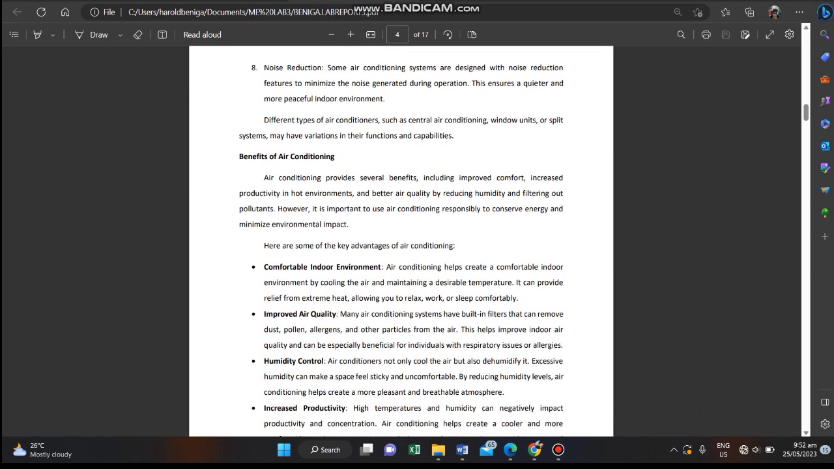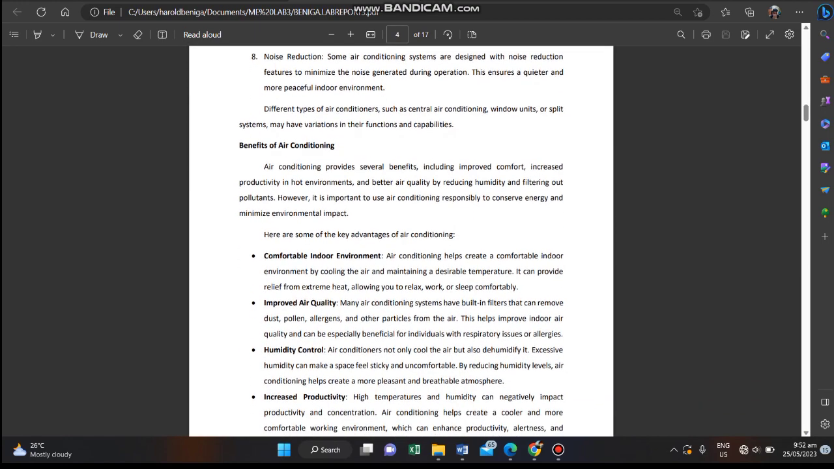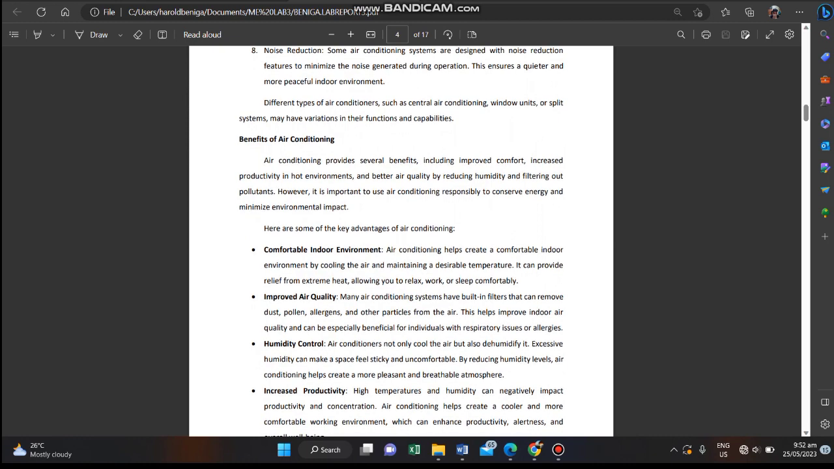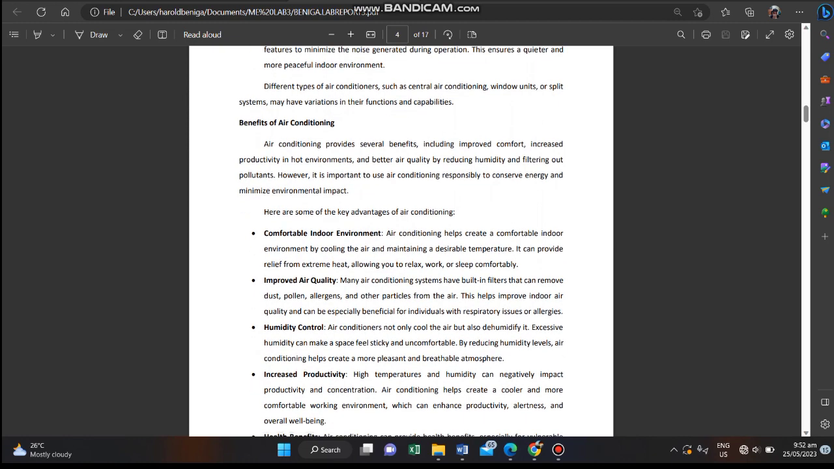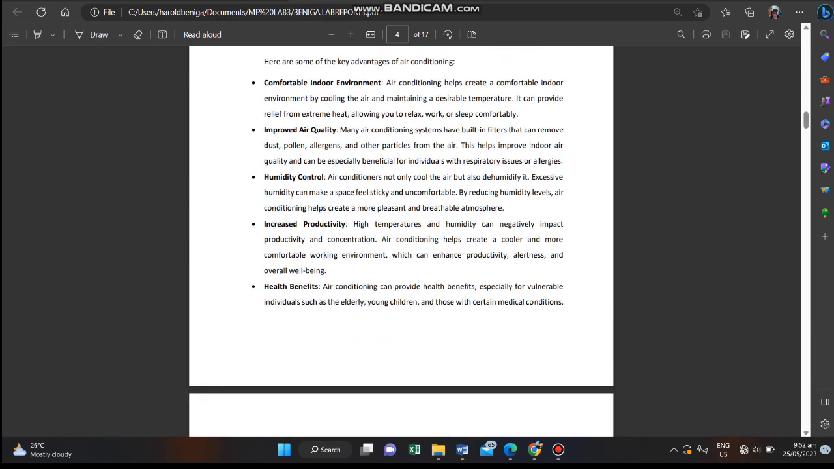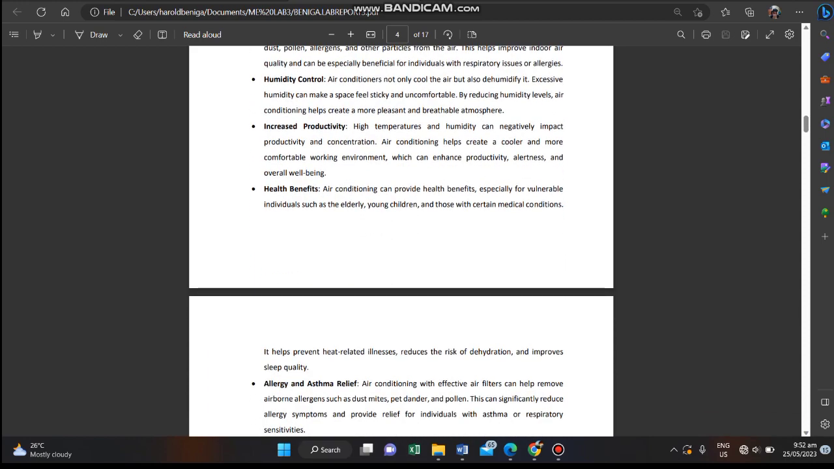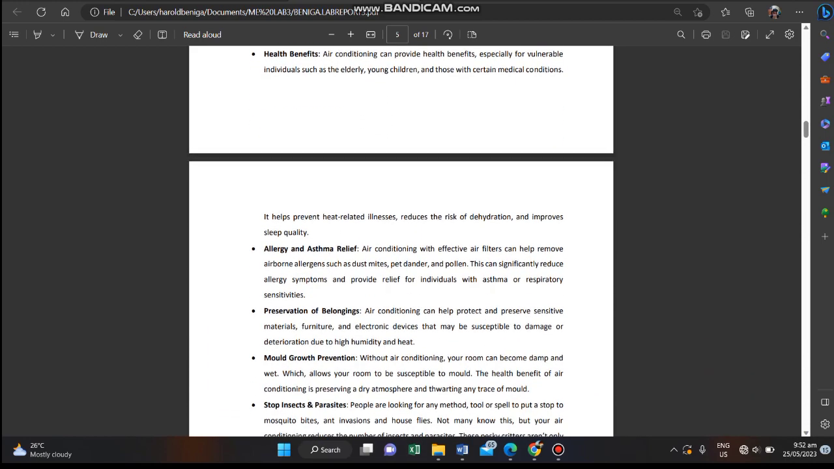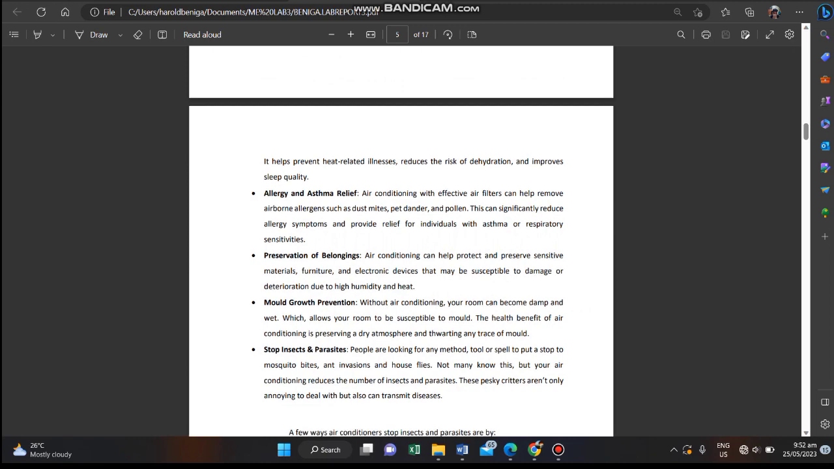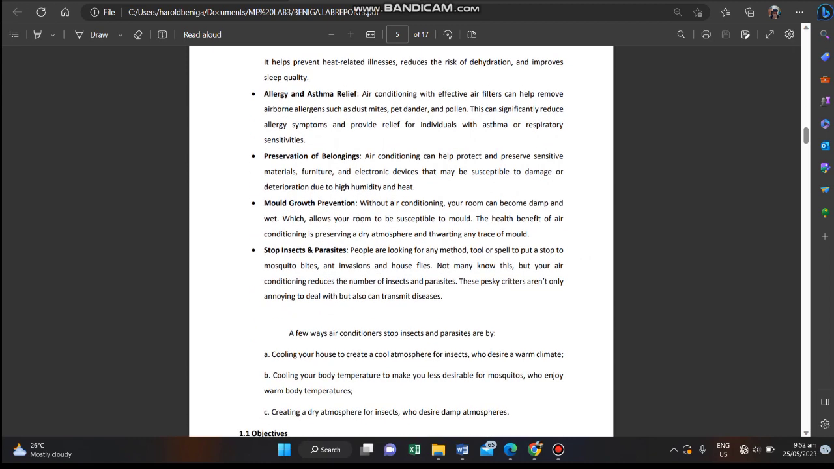So here are also the benefits of air conditioning: a comfortable indoor environment, improved air quality, humidity control, increased productivity, health benefits, allergy and asthma relief, preservation of belongings, mold growth prevention, and stopping insects and parasites.